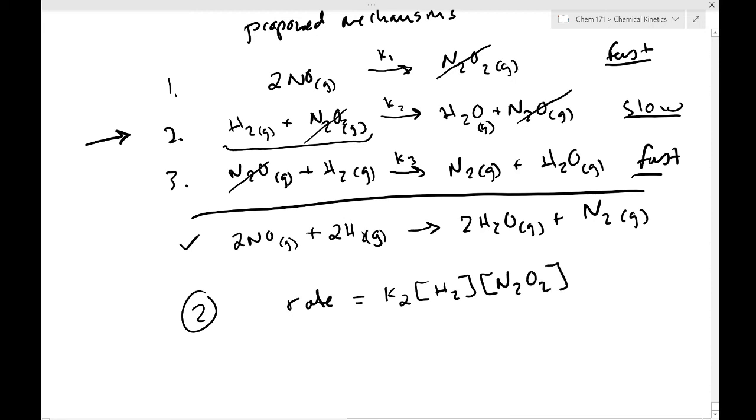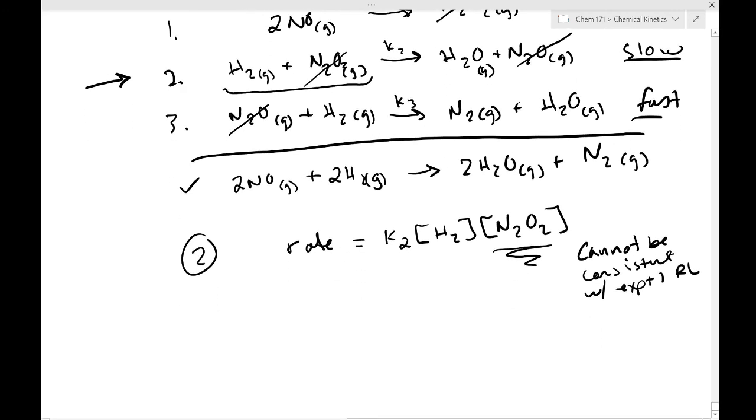Okay, now we've run into the problem that we've mentioned above. We have a rate for the slow step that is proportional to an intermediate. So this cannot be consistent with the experimental rate law, because it contains the intermediate. So what we need to do is express this intermediate in terms of the reactants.